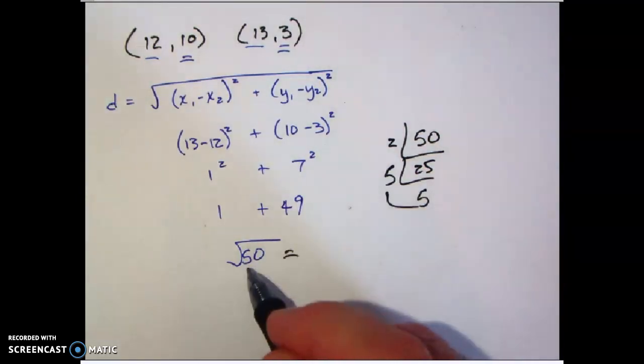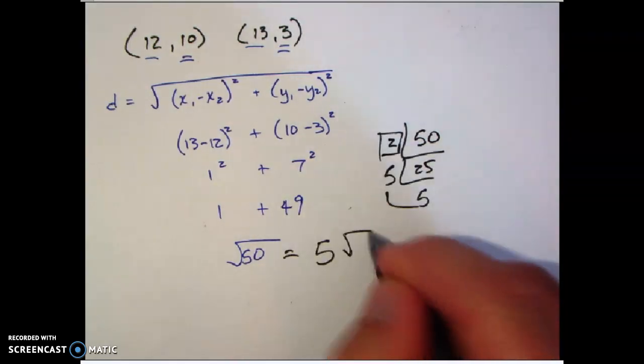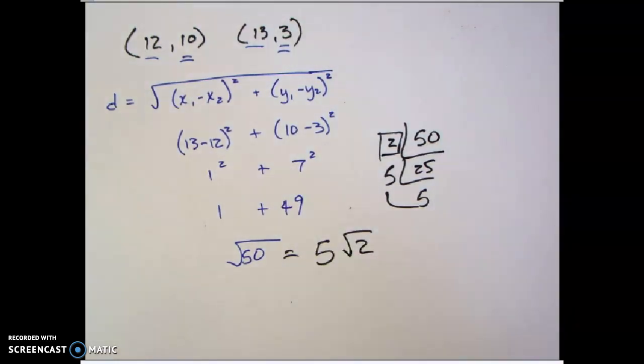For our simple radical form, the pair comes out, and then this 2 is still left underneath, so it would be exact answer, 5 square root 2.